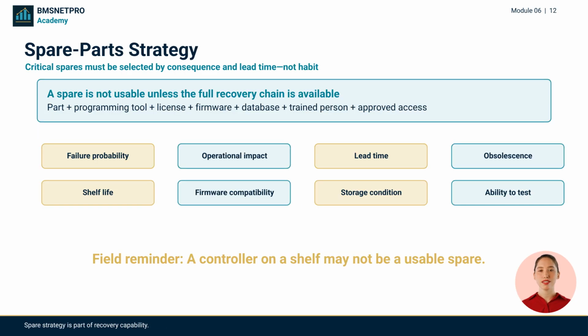Spare parts should be selected by consequence and lead time. A controller on a shelf may not be a usable spare if the programming tool, license, database, correct firmware, or trained person is unavailable. The manager should evaluate spares as complete recovery capability.